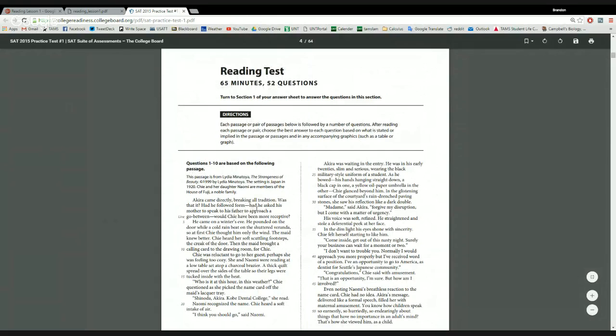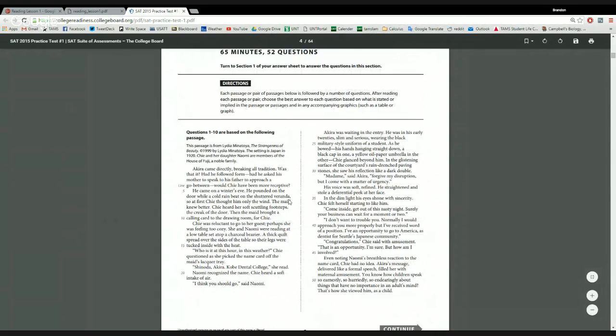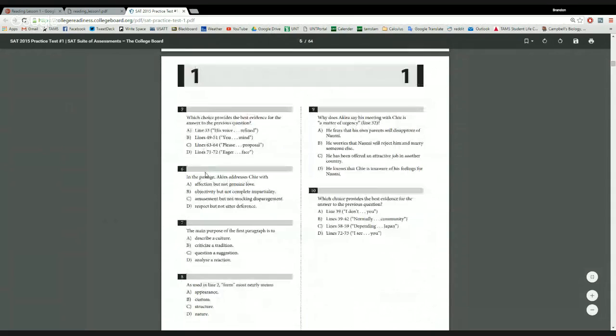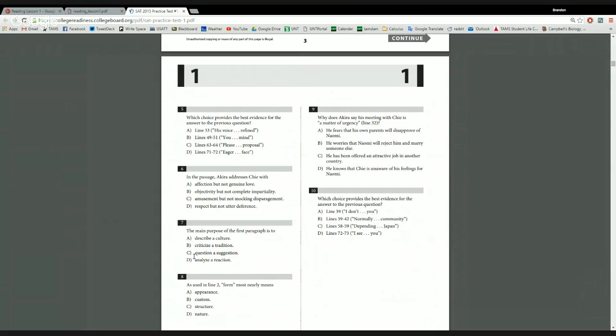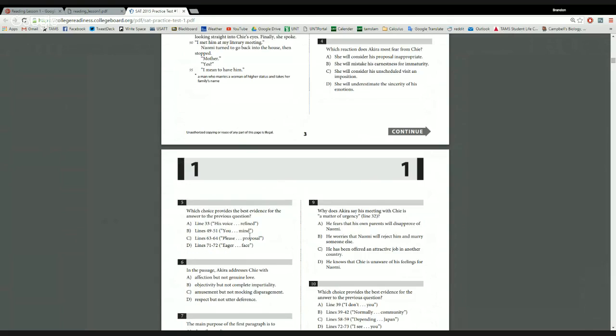Would she have been more receptive? There's no suggestion that is mentioned here, and it's only asking for the first paragraph. So given that, we can go ahead and cross out that answer because the main purpose of the first paragraph is not to question the suggestion, since no suggestion was actually mentioned. And this leaves us with the last answer, D, but we already crossed out A, B, and C. But let's see why the answer is analyze the reaction.